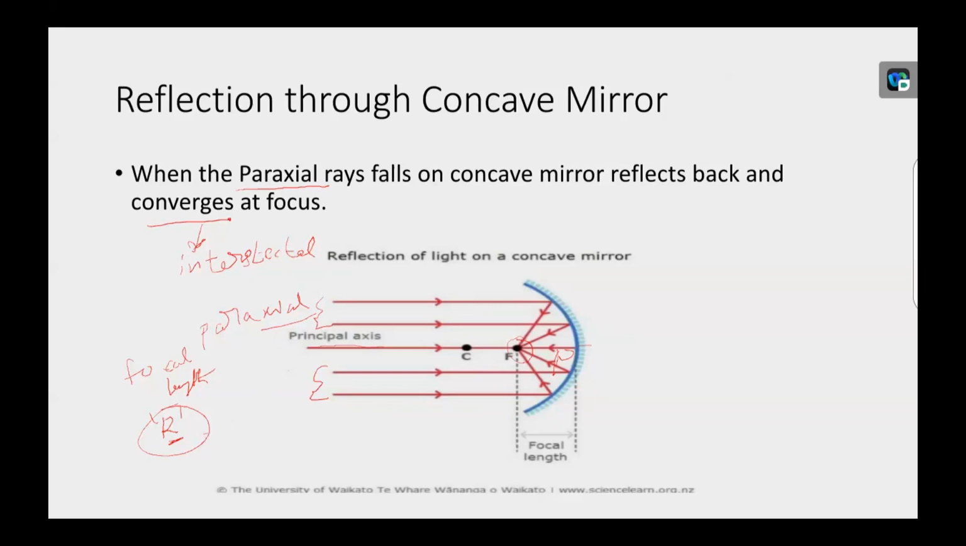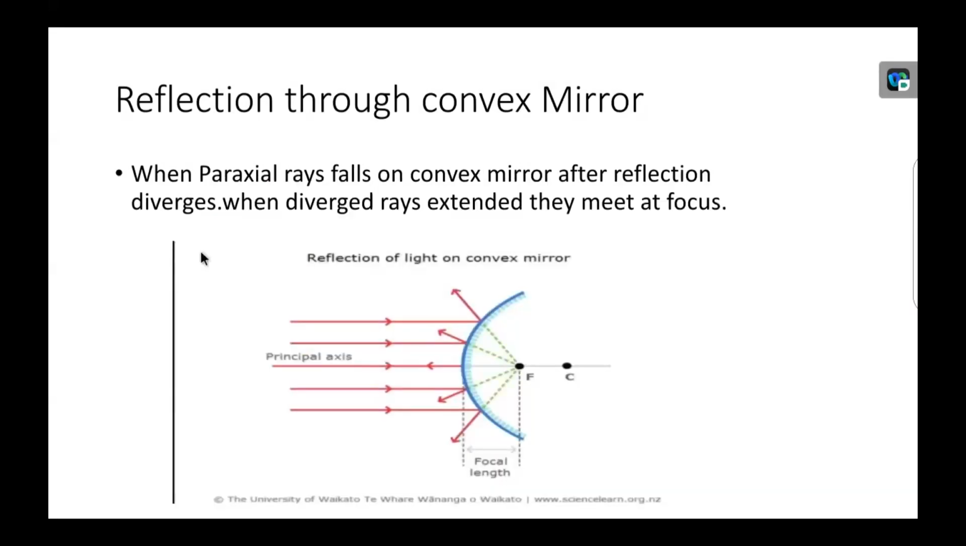Now, when paraxial rays fall on a convex mirror, if you observe, the outer surface is reflecting and the inner surface is polished, that means it is a non-reflecting surface. When all these parallel rays fall on a convex mirror, they are not converging, they are diverging, moving away from the focus point. You observe here all these rays are diverging.